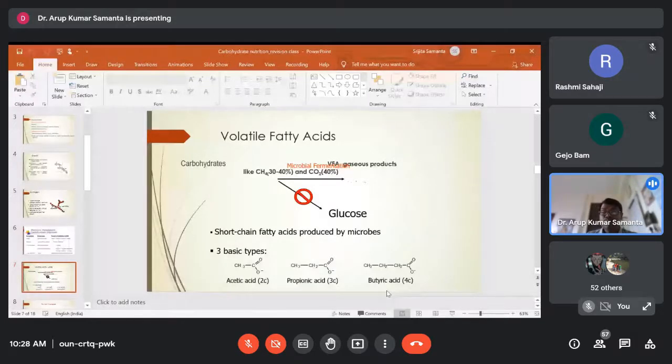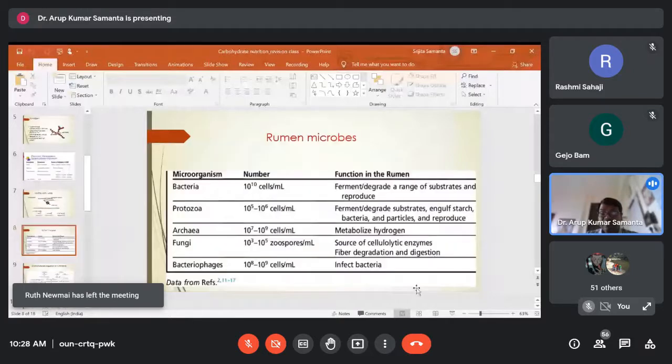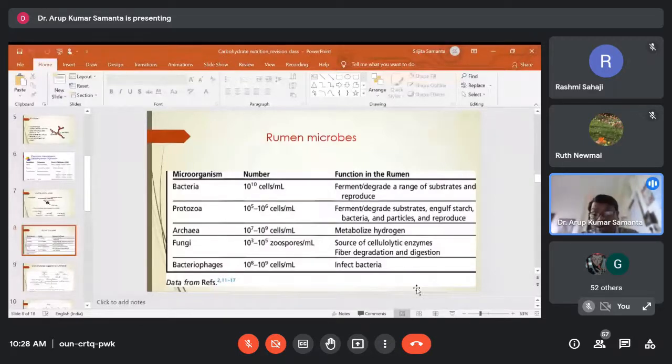Bacteria, protozoa, and fungi are the normal inhabitants in the rumen. Sometimes you may get questions on the number of bacteria present in rumen content. It is 10 to the power 9 to 10 to the power 11 per ml of rumen liquor. And protozoa are 10 to the power 5 to 10 to the power 6. Fungi also, if you can remember, 10 to the power 5 to 10 to the power 6 per ml.